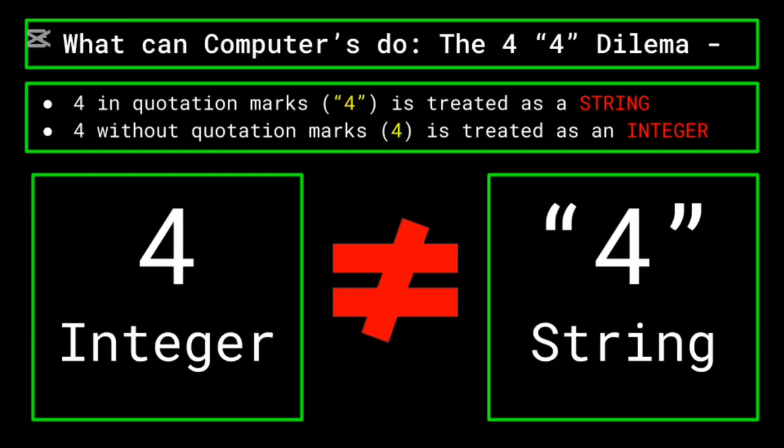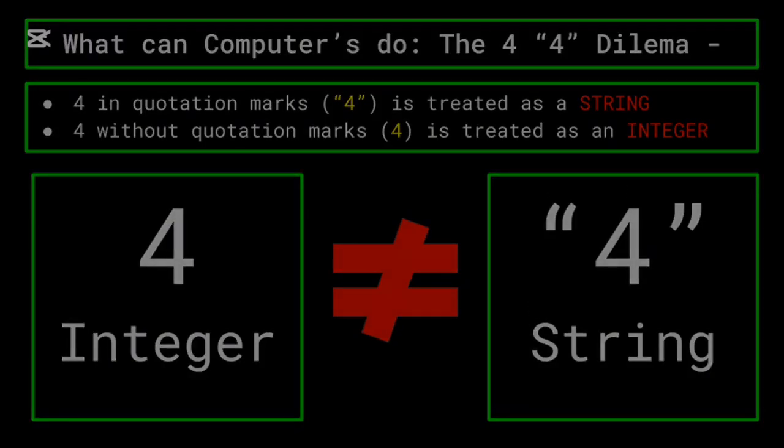So when you're programming, make sure to make a mental note of whether or not you want to make something an integer or a string, because that type of stuff makes a big difference. Alright, that concludes our segment on the base power of computers.